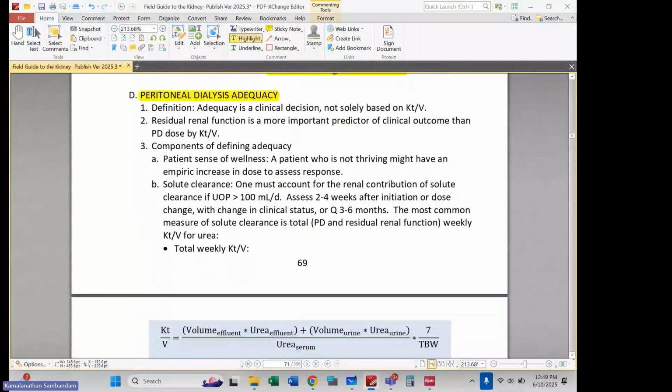Okay, moving on to peritoneal dialysis adequacy. Okay, I've already stated, I've put in writing, Kt/V is not the end-all be-all of adequacy. The other point to make is that residual kidney function is a more important clinical outcome predictor than total Kt/V. That's been shown by a couple of studies. Residual renal function should be preserved if you can, by avoiding gentamicin in those with residual kidney function, limiting the contrast loads, etc.